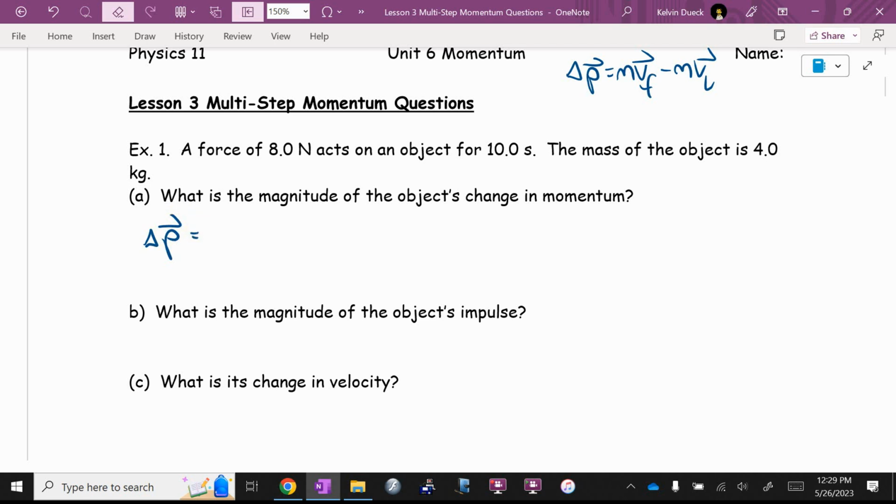Which version am I going to use to find the impulse or change in momentum this time? How do you know? You're right. Okay, I see a force, I see a time. Yeah, I'm going to do that. In fact, it's going to be 8 times 10. You might even be able to do that in your head like me. Look at you. See that, nice, doing that in your head?